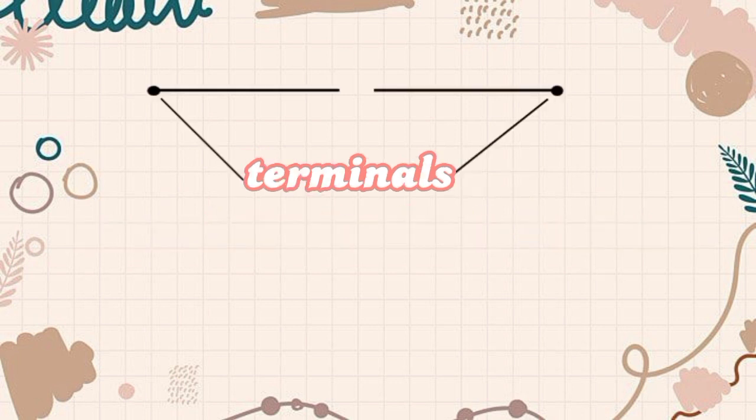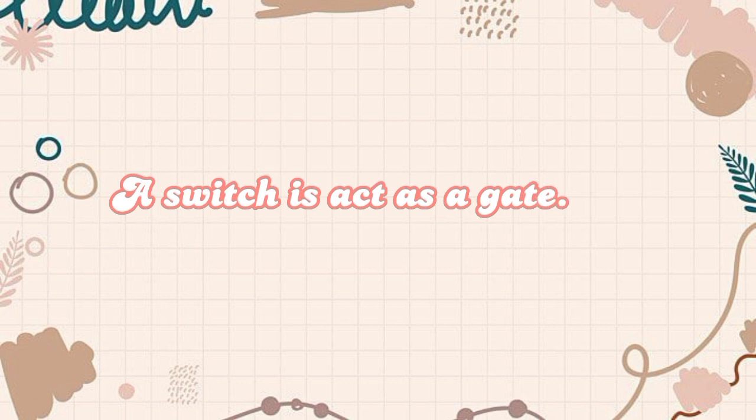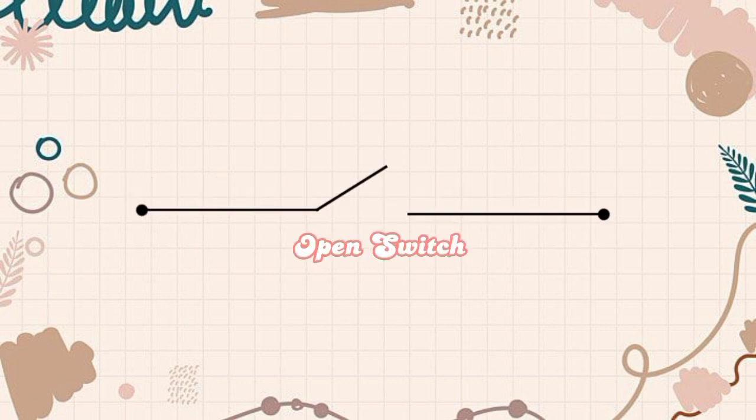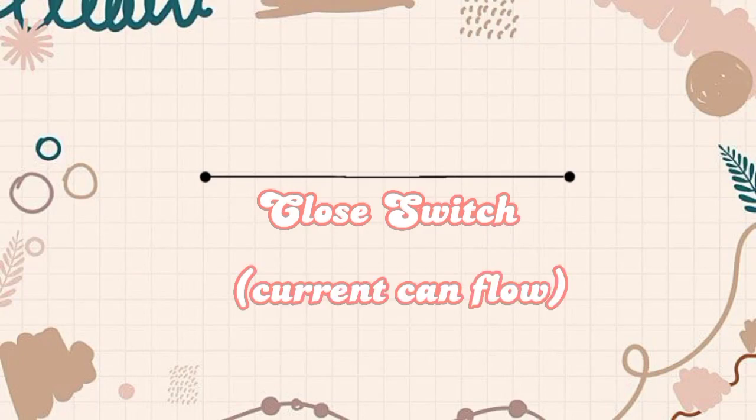We have terminals here, the dots. Essentially, the goal is for the current, or the electricity, to be able to flow from one terminal to another. A switch acts as a gate. If the circuit or the switch is open, the current cannot flow to another terminal. On the other hand, if the circuit or the switch is closed, the current can flow to another terminal.